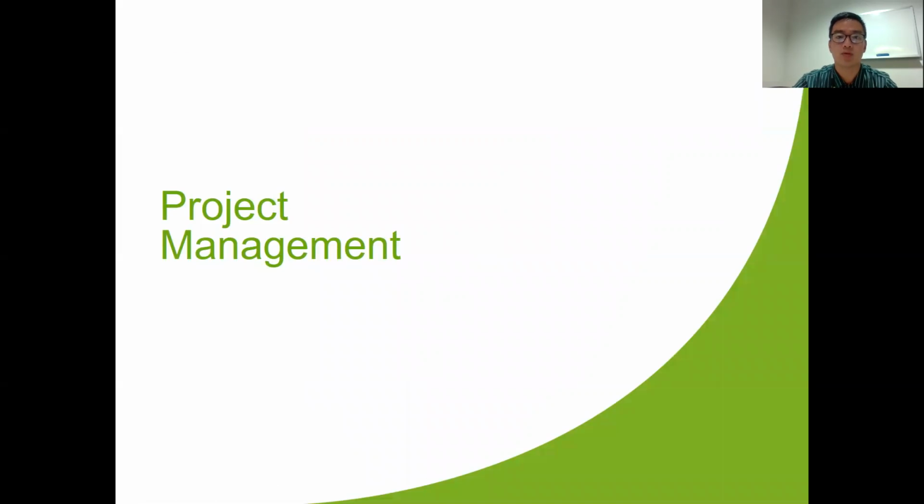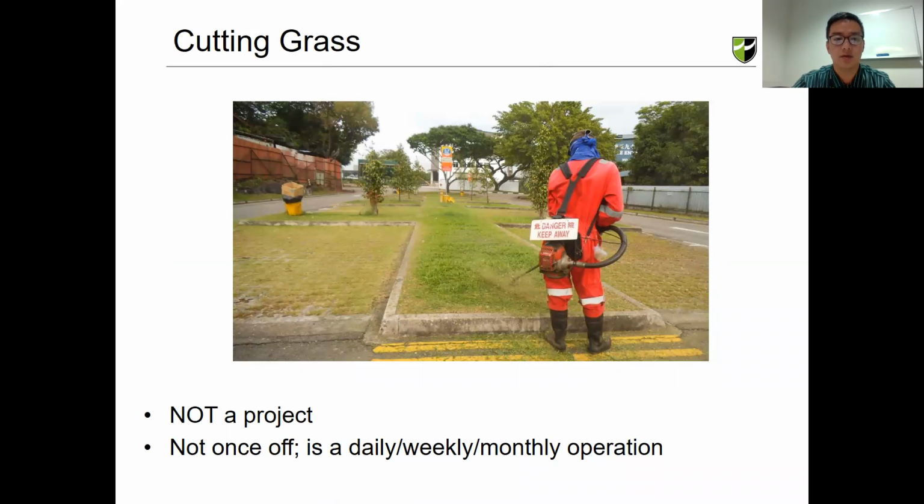And then when we talk about project management, a project basically has to be once off, has to have a specific objective, and has to consume limited resources. And again, I must repeat, it has to be once off. So something like cutting grass is not a project because it is not once off. It is done daily, weekly, or even monthly. So in your worksheet, we asked you whether cutting grass is a project or not. It is not a project.